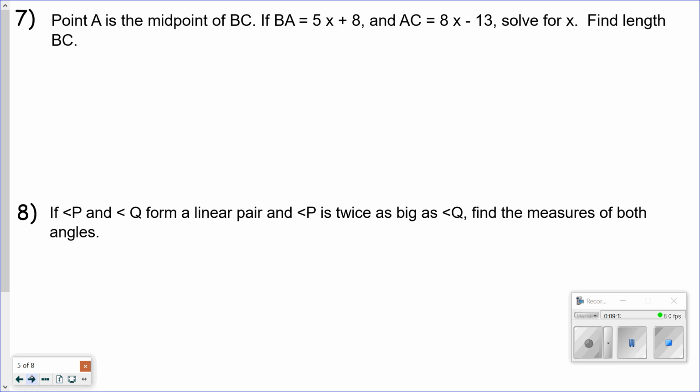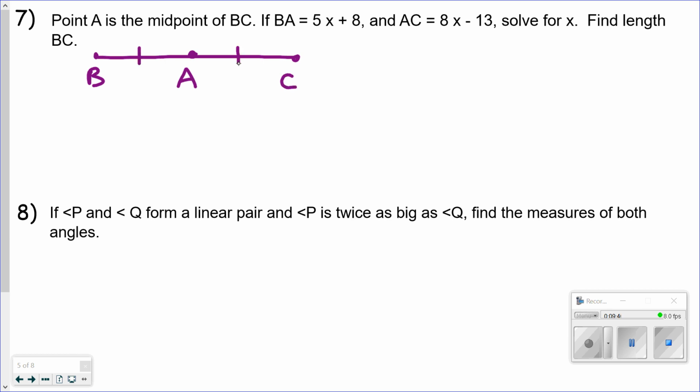All right, number 7, point A is the midpoint of BC. If BA is equal to 5x plus 8 and AC is equal to 8x minus 13, solve for x and find the length of BC. A lot going on here. I don't know about you, but I like pictures, so I'm going to draw out this situation. All right, so I have B. A is the midpoint, and here's C.